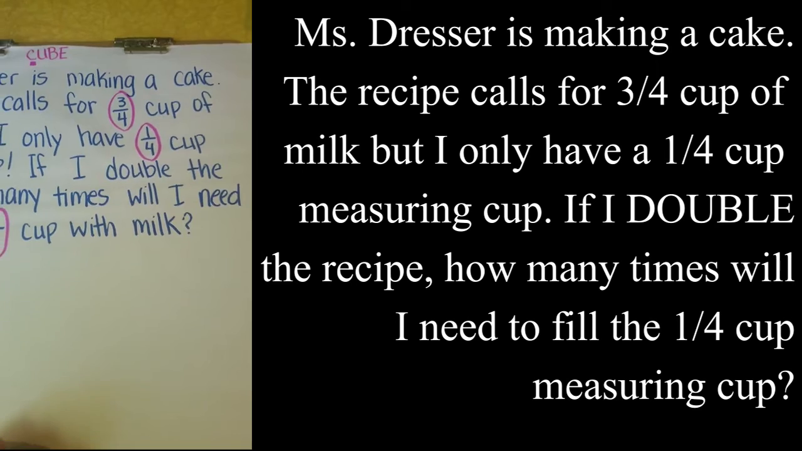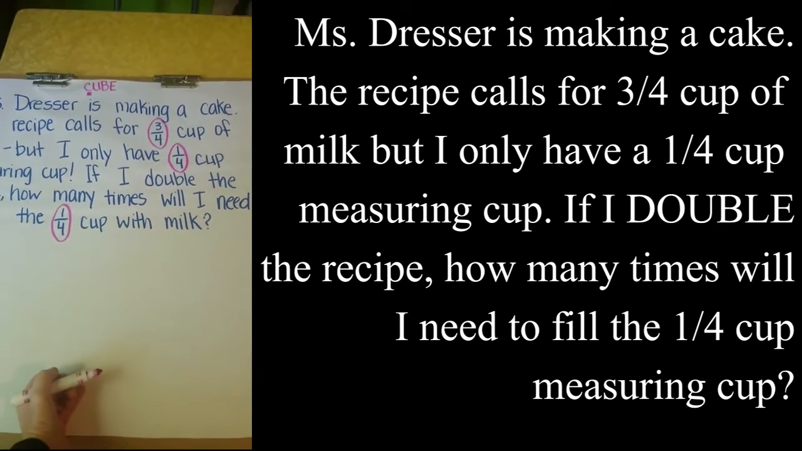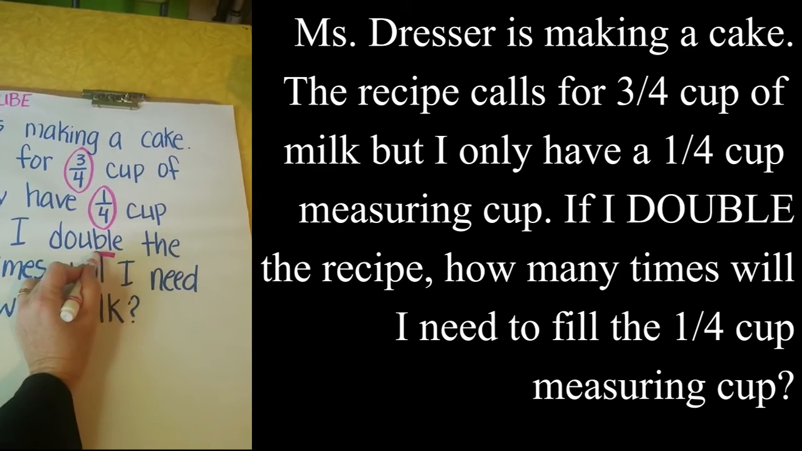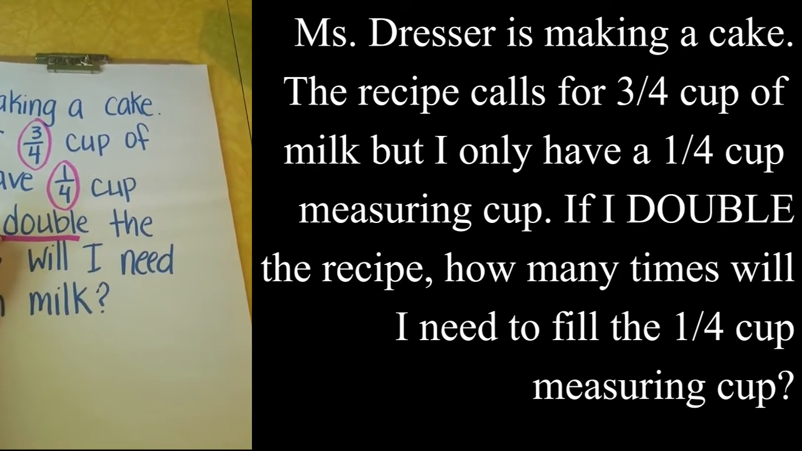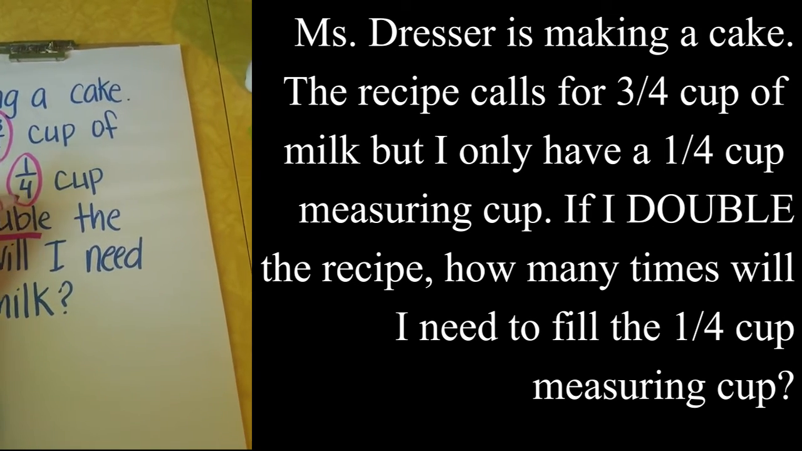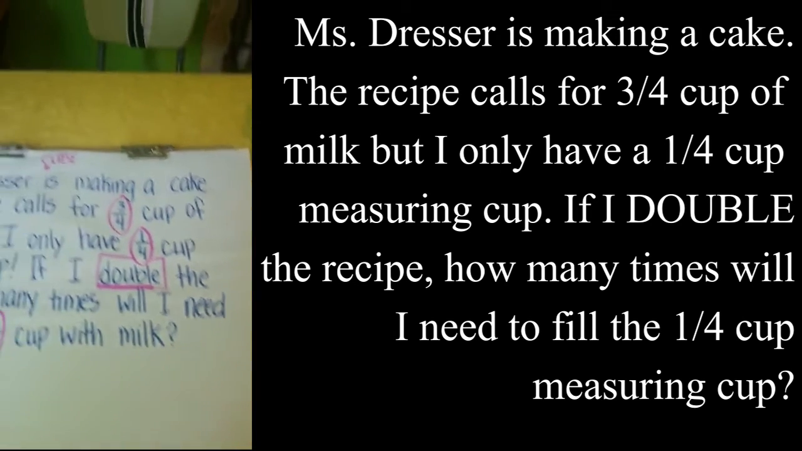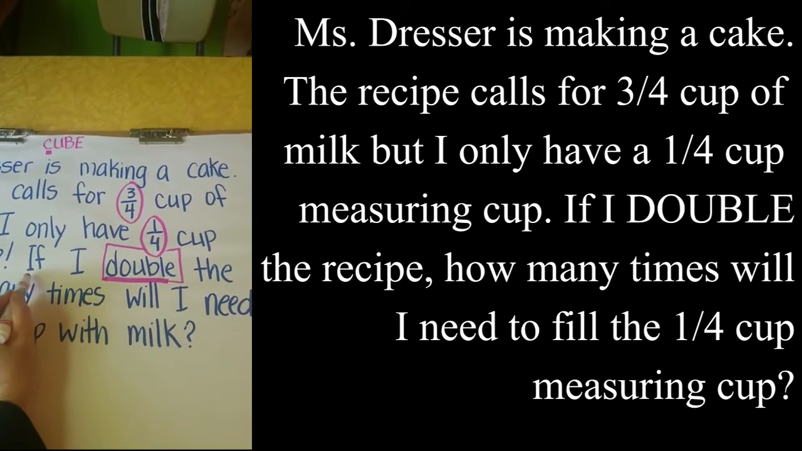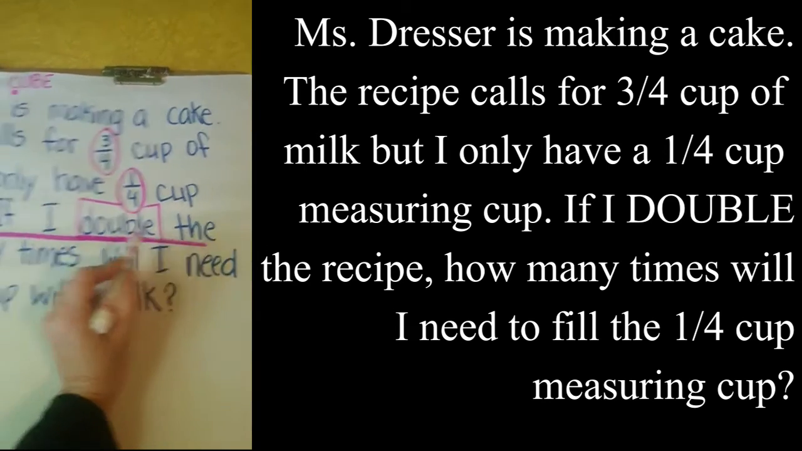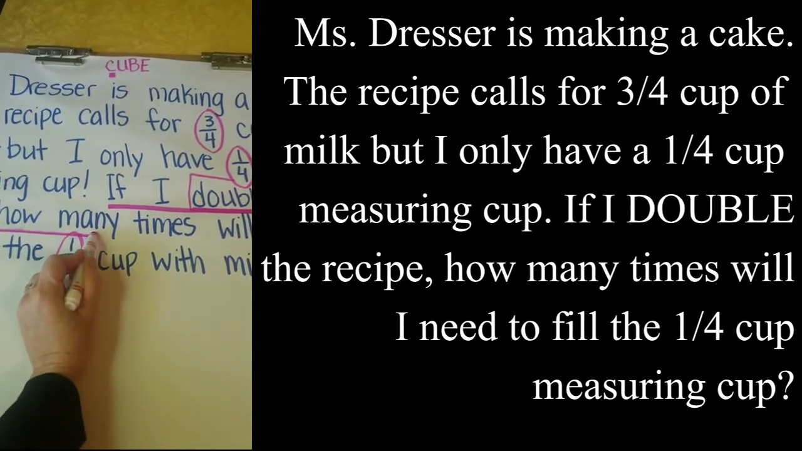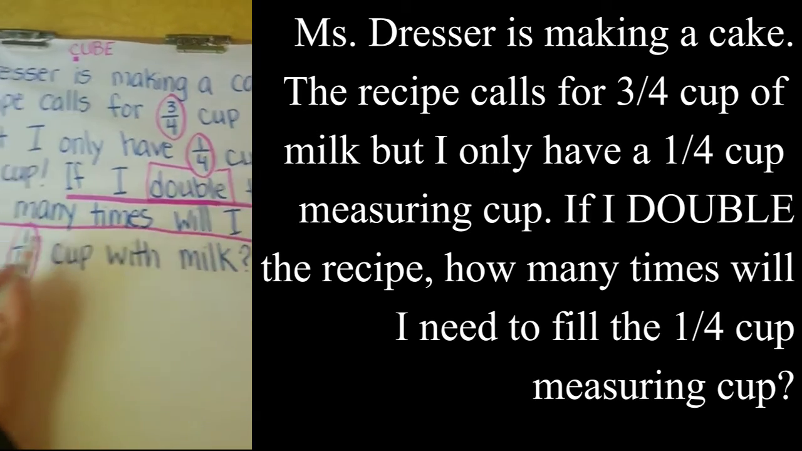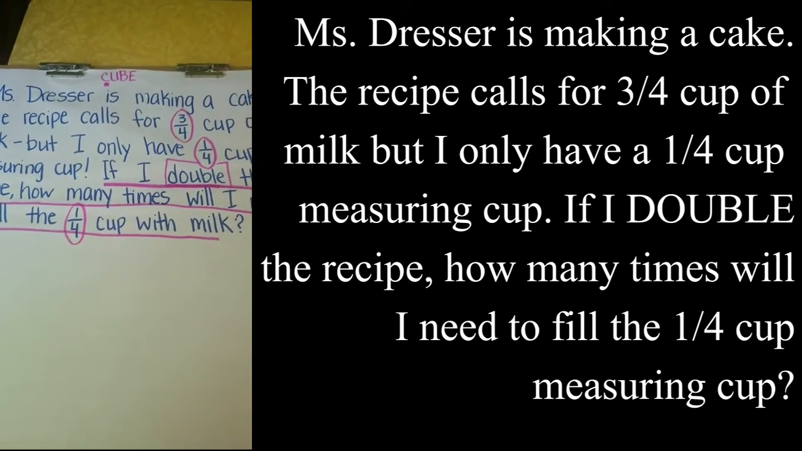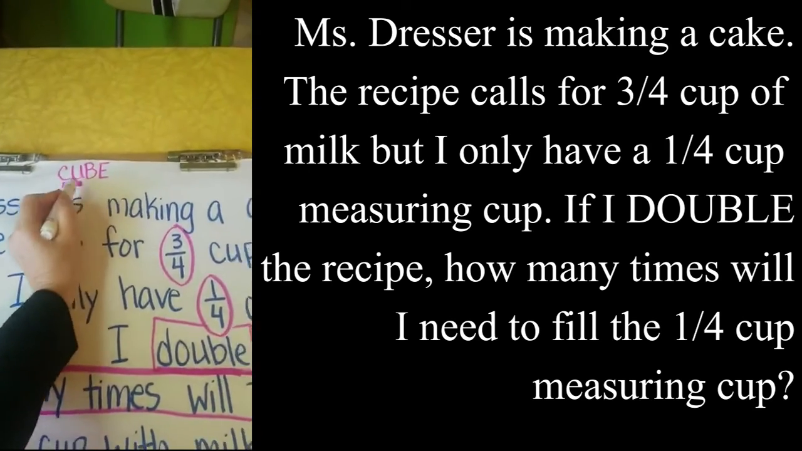I'm also going to circle something else. There's a word here that tells me kind of a number, and this is double. This is going to be an important one. I'm actually going to put a box around that. Okay, so I circled my numbers. I underlined my question. So my question is, if I double the recipe, how many times will I need to fill the 1/4 cup with milk? So I underlined that. I boxed my words.